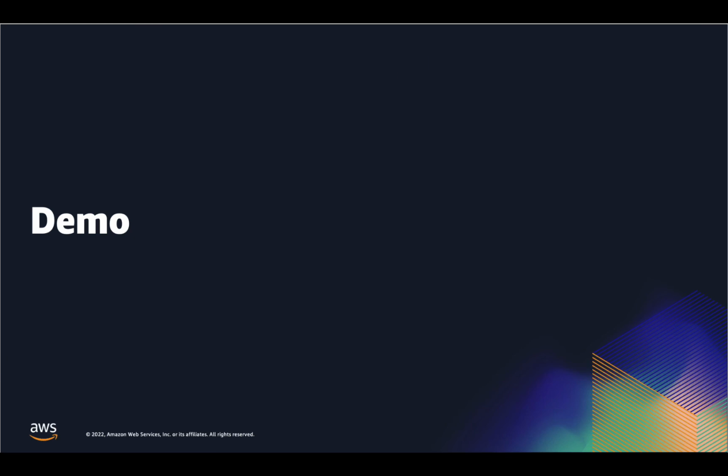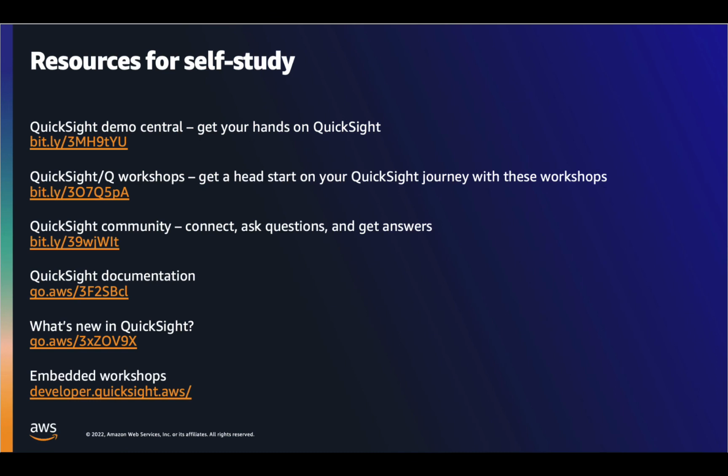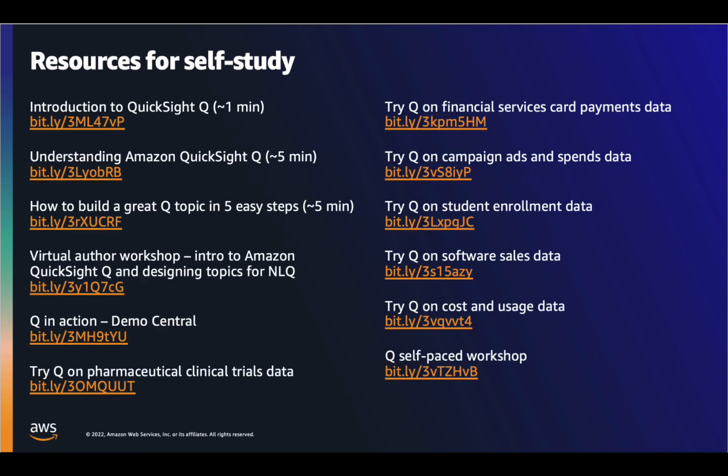The last thing I want to leave you with is a couple of resources. So first, there's resources for self-study. We have QuickSight Demo Central, so you can actually get your hands on QuickSight without having to sign up for an account. There's QuickSight and Q workshops, so you can actually have hands-on experience and learn those services. There's QuickSight Community, which has blogs. You can ask questions and get answers from the community as well as the active solution architects on that community. And then, of course, there's documentation and news about QuickSight. Here's a few more, just some links you may be curious in for introduction to Q and so on.